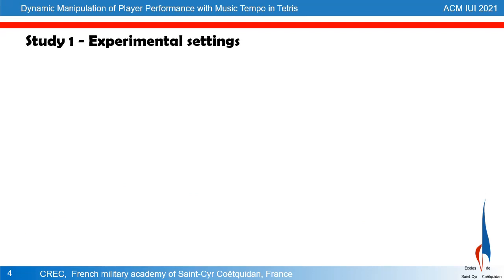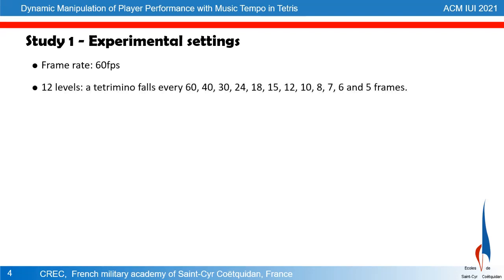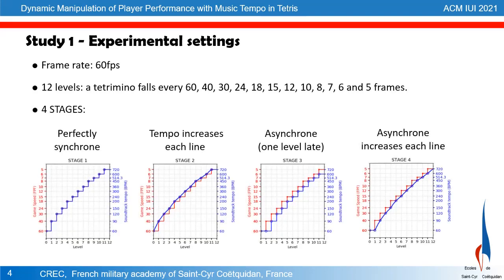We wanted to assess the effects of tempo variation and the effect of its synchronization with gameplay elements. To be able to synchronize perfectly music with gameplay, we enforced the frame rate to 60 frames per second and designed 12 levels with tetriminos falling from every 60 frames to every 5 frames. We designed 4 stages for our game. Each stage is a session with the same 12 speed levels but not the same tempo settings.